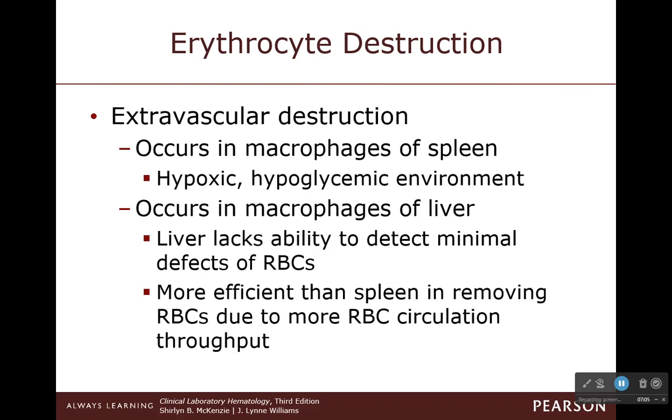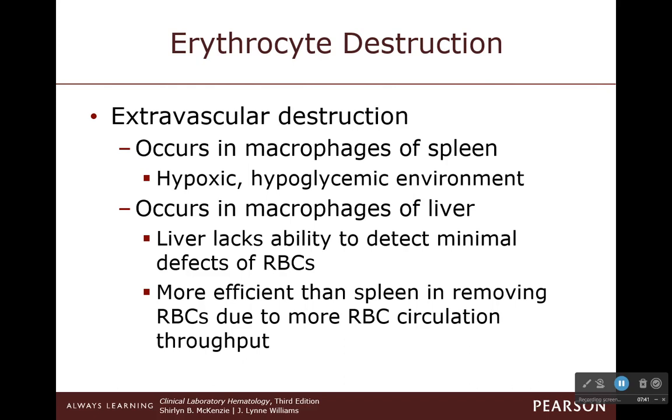Remember, we have those macrophages in the spleen that basically do this. In the spleen where this is taking place, it is very hypoxic. What does hypoxic mean? Low oxygen. Hypoglycemic environment. So what does hypoglycemic mean? Low sugar, right? Hypo always means low, okay? So hypoxic is a low oxygen environment and also a low glucose environment where these cells are going to be destroyed, okay? This occurs in the macrophages of the liver.